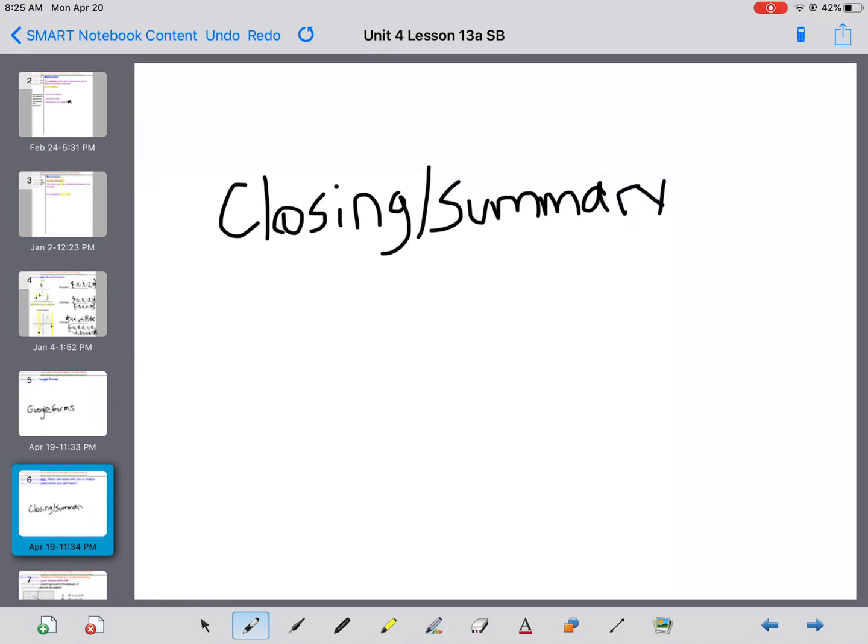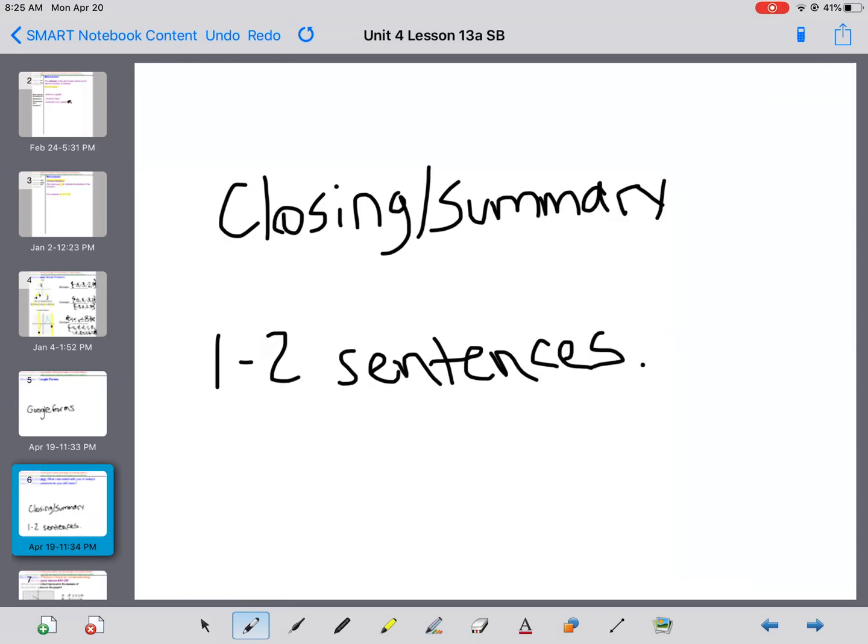Now, the closing/summary has been very inconsistent for students. We want at least 1 to 2 sentences. But the sentences can't be, "I did great on today's lesson." They must be talking about what you learned. And if you have any questions, the second sentence would be, or the third sentence would be, what questions you might still have. And I do answer some questions individually when I give feedback on how the Cornell note is handed in. Okay, so good luck on this lesson.